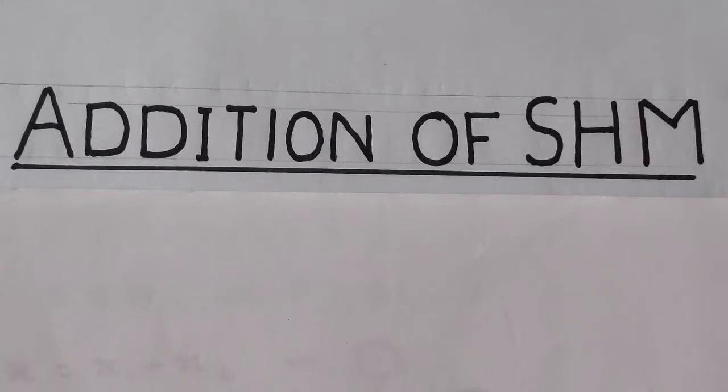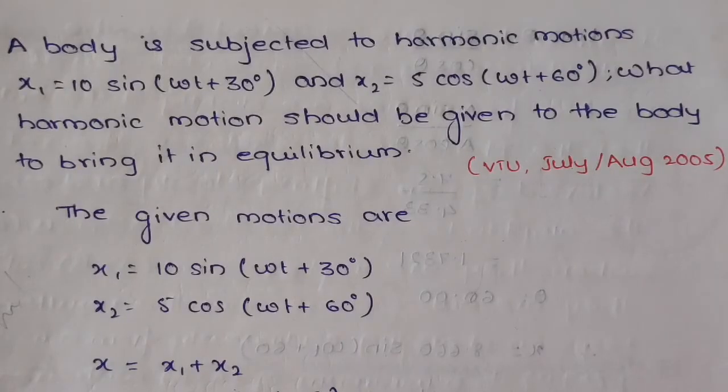So friends, today we shall be seeing the next example in mechanical vibrations, that is addition of SHM. Here we have the example. A body is subjected to harmonic motions x1 is equal to 10 sine (omega t plus 30) and x2 is equal to 5 cos (omega t plus 60). What harmonic motion would be given to the body to bring it in equilibrium? This question was asked in Visvesvaraya Technological University in the June, July, August 2005 examination.